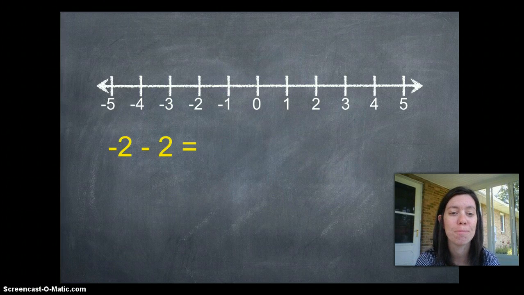And here's one more for you. Start on the negative 2, move 2 spaces to the left. So we land on negative 4.